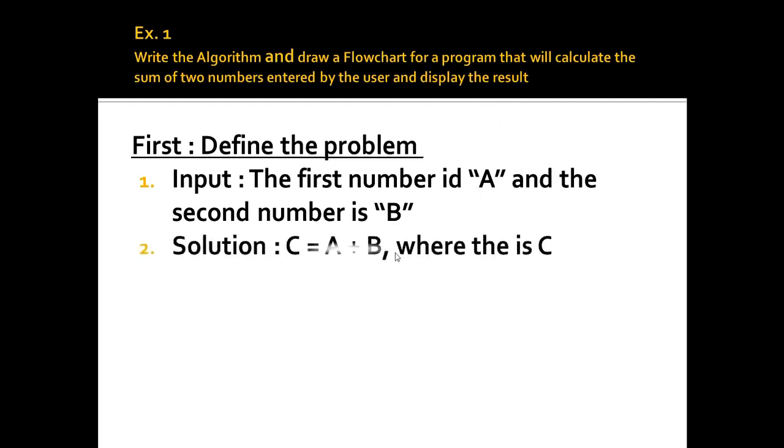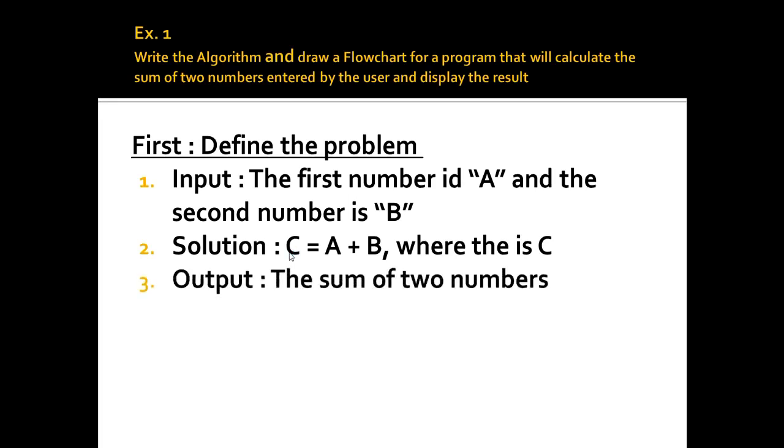Then we need to identify the process. So our process will be what? The equation. I gave my output a variable which is c, so the outcome of the addition of the two numbers a and b will be c. So I set my equation c equals a plus b. Then the outcome will be the sum of the two numbers, which is c.